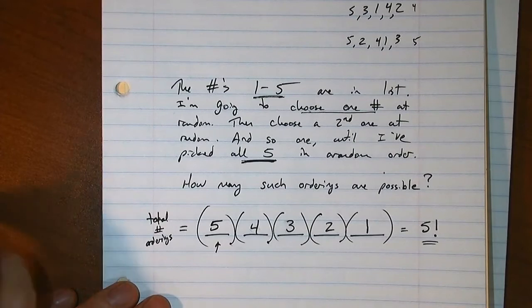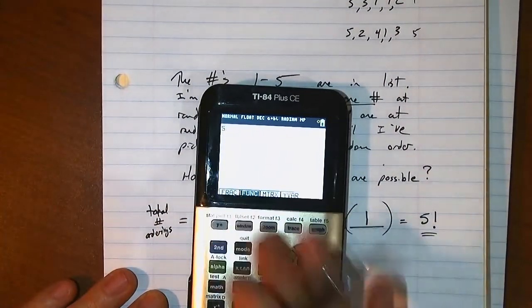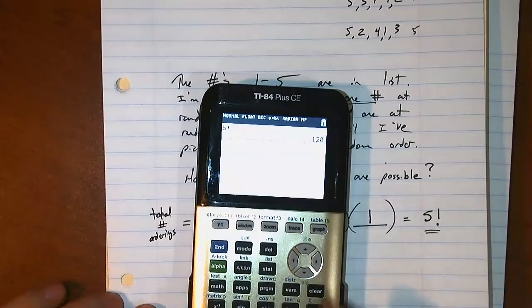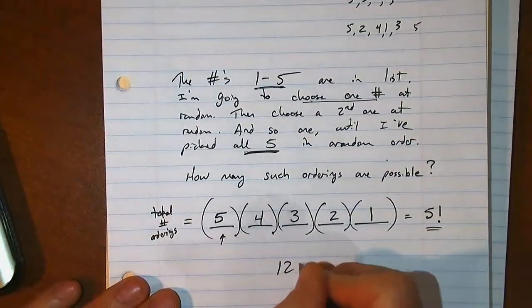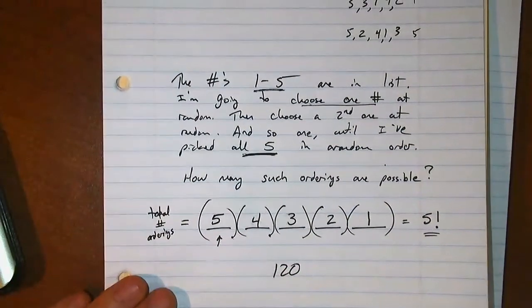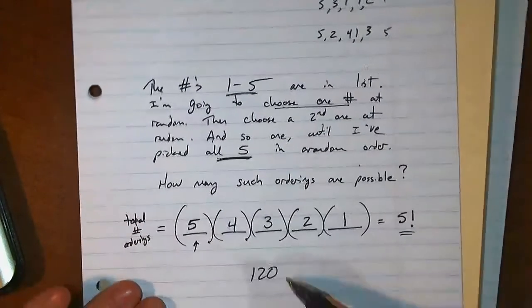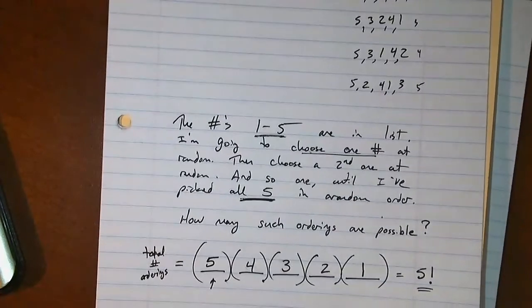To get my final answer, I'm just going to grab my calculator and type in 5 factorial, and that's 120. So how many such orderings are possible? 120 orderings. I'm glad I didn't try to count 120. We'll trust that the program is right and take it from there. This is an example of the factorial and of how you might run into using a factorial with a counting problem.